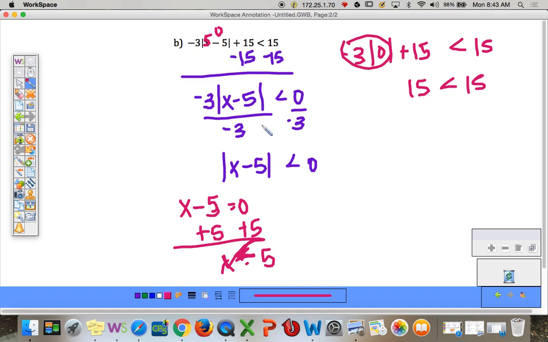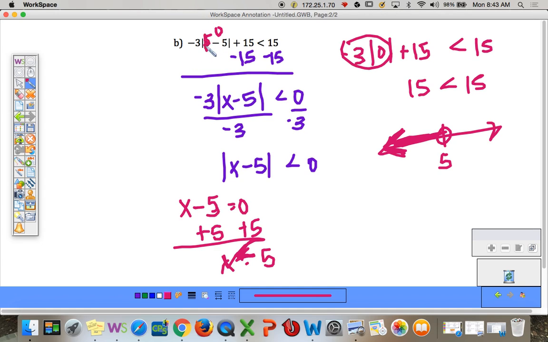X is less than 5. So let's graph this on a number line. So here's 5, and it's when x is less than 5. And let's double check and make sure that numbers less than 5 work. So let's plug in, how about a 1. A 1 is less than 5.